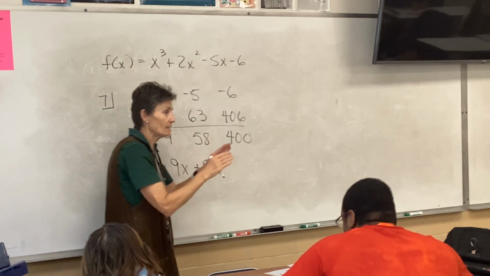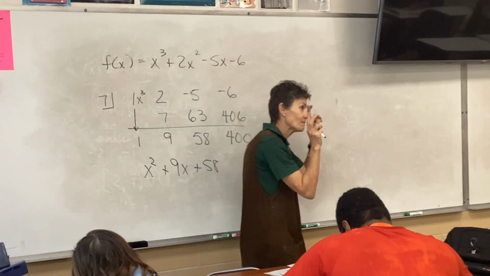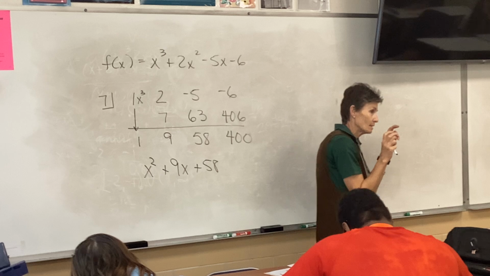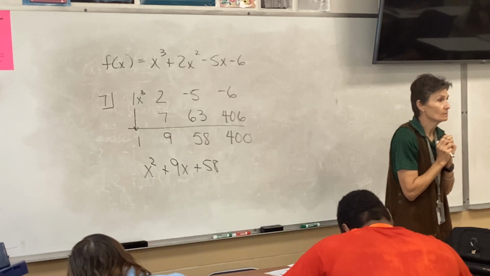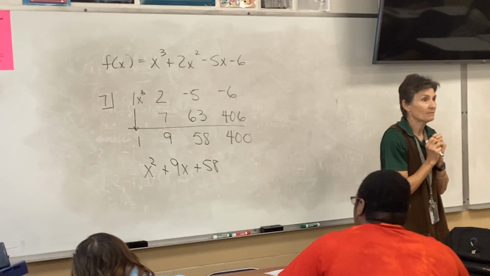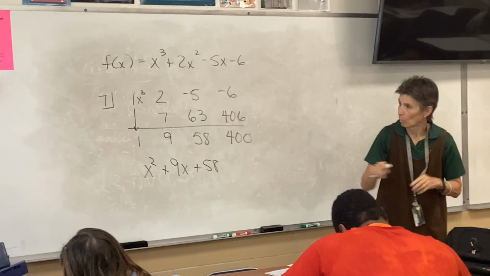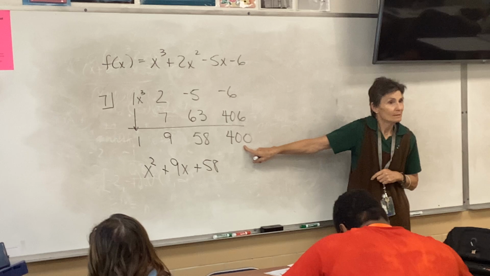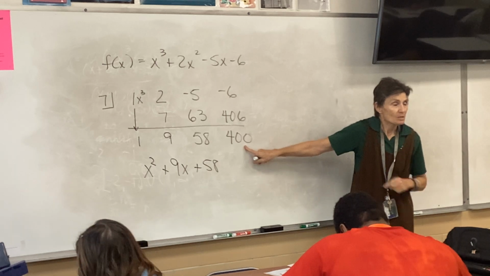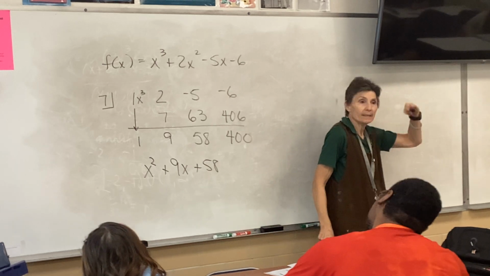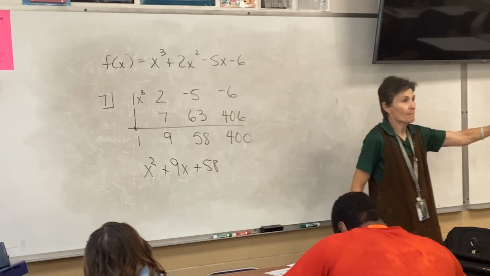So wait a second. I am trying to find factors. Is 7 a factor? No, because it left a remainder of 400. If it's a factor, what do you want that number to be? A 0. So Abby guessed a number. It didn't work. Okay, so what's Abby going to do?